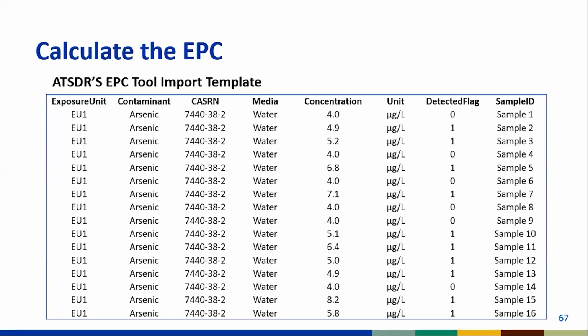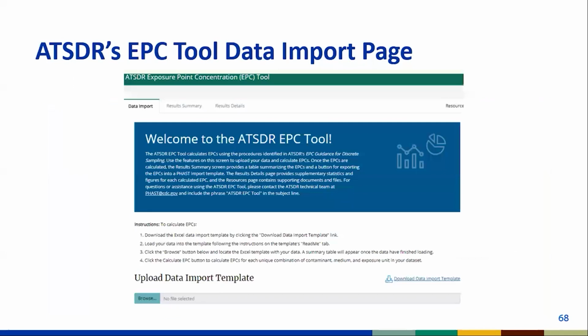As I've mentioned, you can't change the header name for these 8 columns, but you can add a notes field after the sample ID. The EPC data template does have a README tab that provides an explanation and notes for each of these fields. Once these data have been entered into the template and the file is saved and closed, the health assessor loads the template into ATSDR's EPC tool.